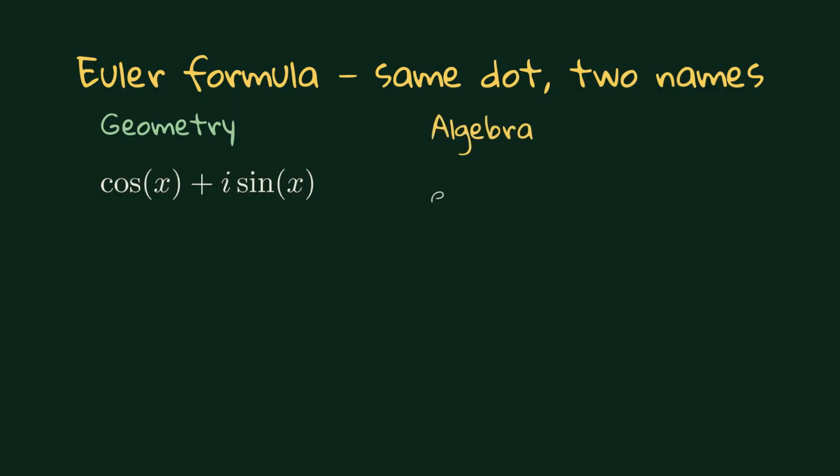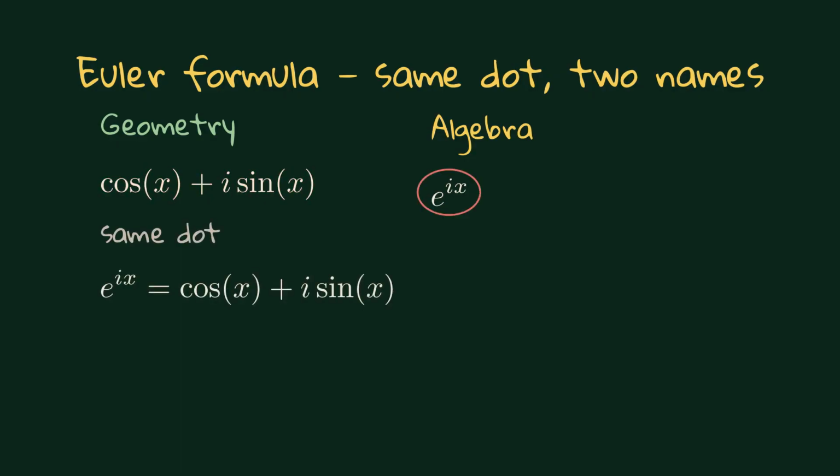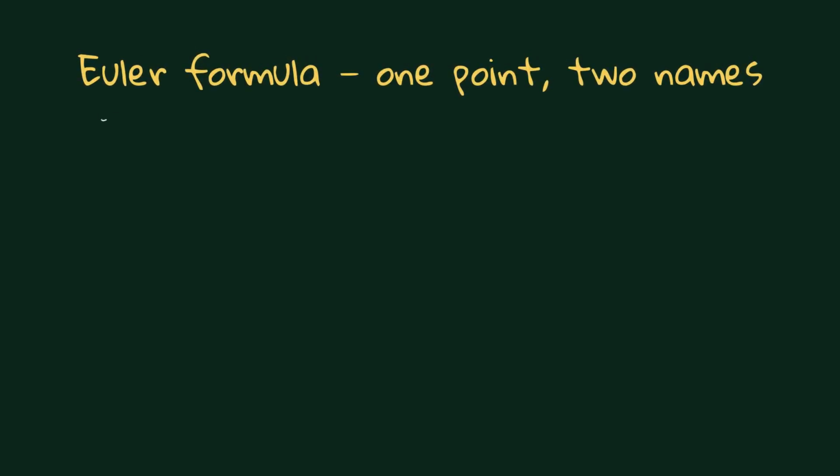That is the key. The left side of the board says geometry. The right side says algebra. The trick is that they are naming the same moving point. And once you see that, one question comes next. How can an exponential function name a point on a circle?